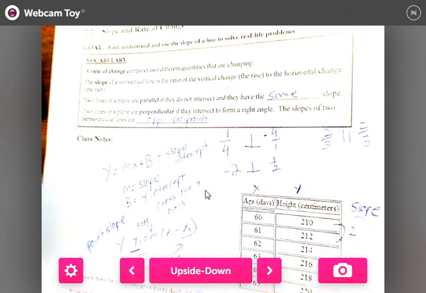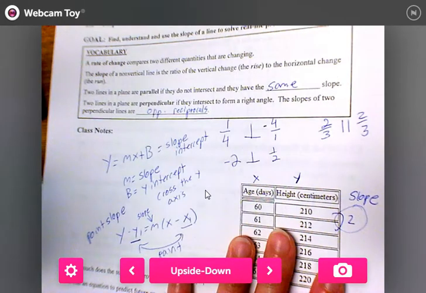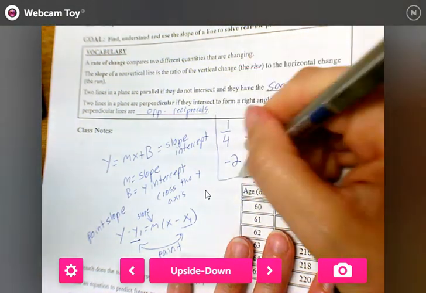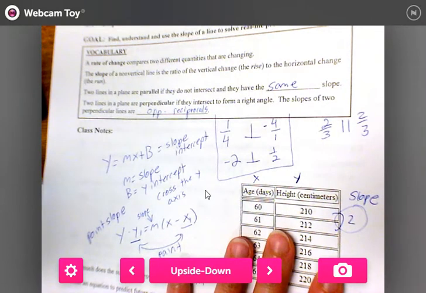Remember, if they are parallel, write this down, they have the same slope. If they're perpendicular, they have opposite reciprocals. And then I gave some examples. These are all opposite reciprocals. 1/4 perpendicular is -4/1. -2 perpendicular would be 1/2. We talked about parallel being the same.